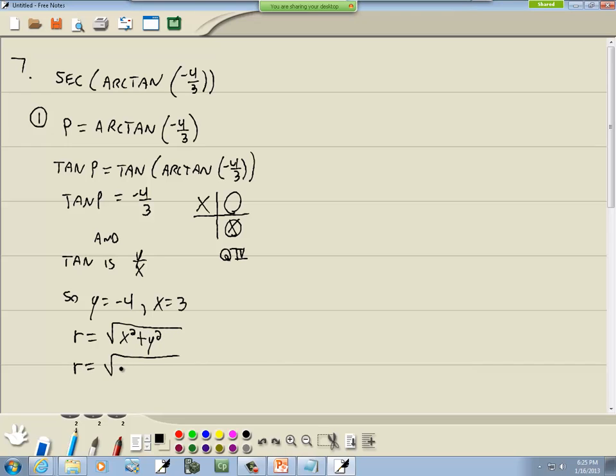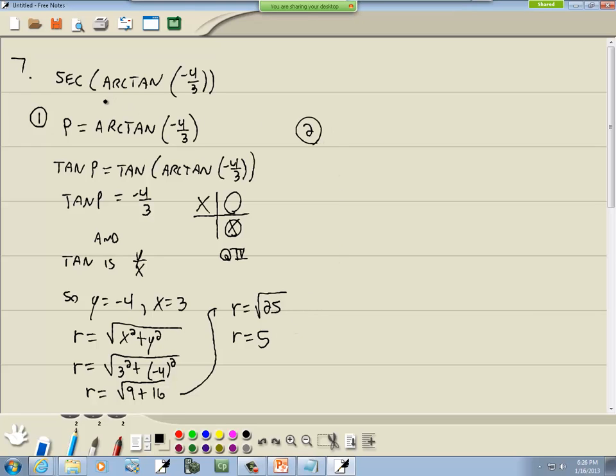So we got, let's see, 3 squared plus negative 4 squared. And this looks like a nice 3, 4, 5 relationship. So we got 3 squared is 9 plus negative 4 squared, which is 16. So we got r is equal to square root of 25. So r is equal to 5.